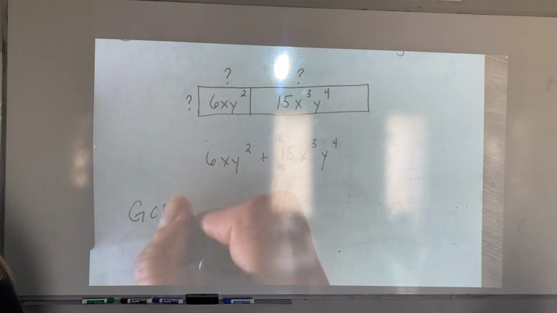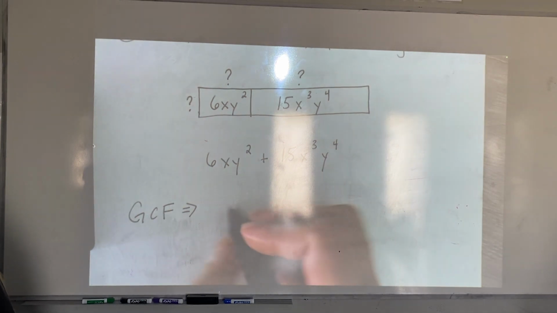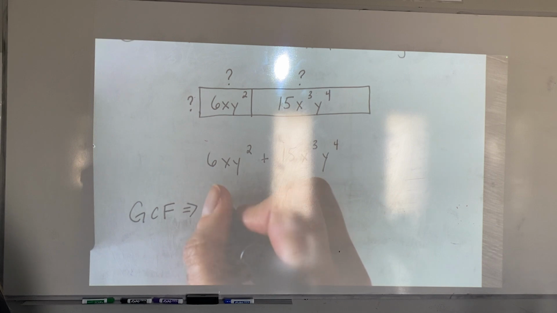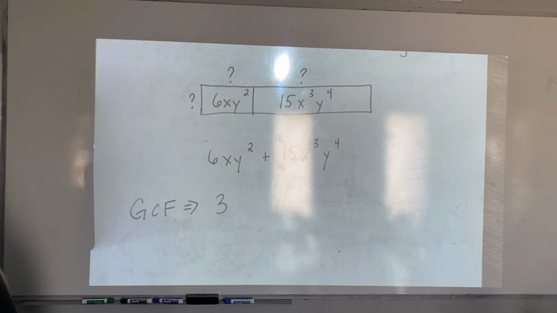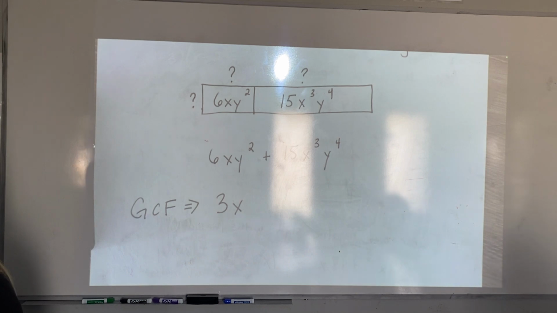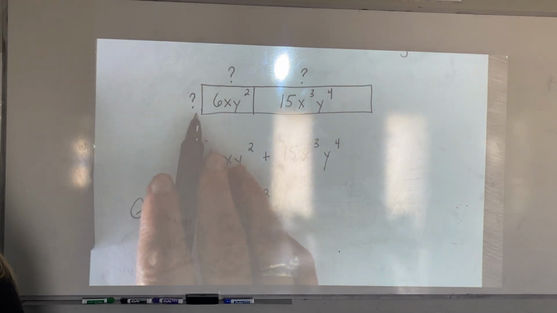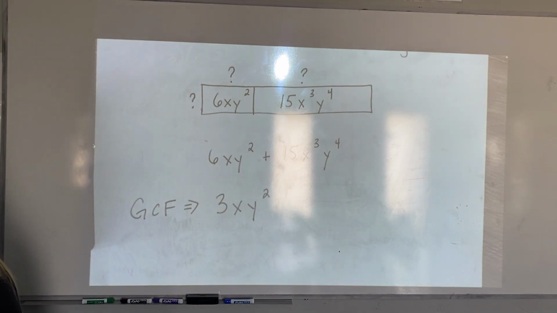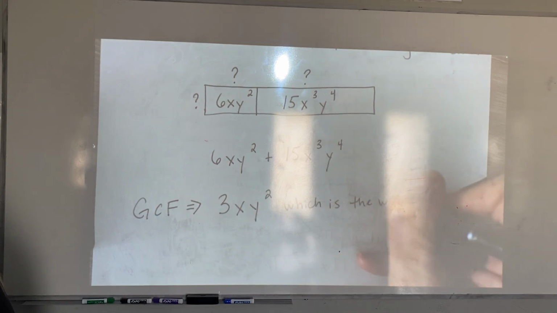So when we factor out the GCF, that will give us one of our answers. So what is the GCF? 6 and 15? 3. GCF of x and x cubed? X to the second. No, x. Just x. Very good. Remember, GCF is the lowest exponent, okay? Now, y squared and y to the fourth? Y squared, very good. So that's our GCF. That's the width. That's our first missing thing. GCF is this, which is the width.